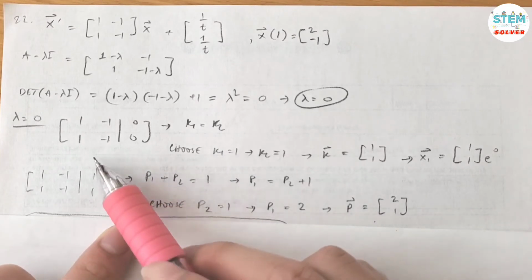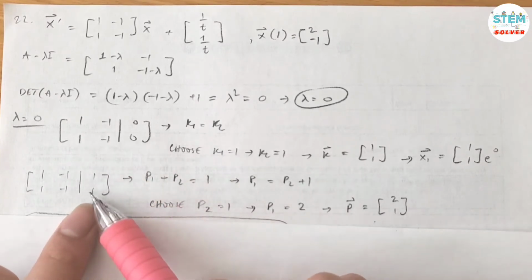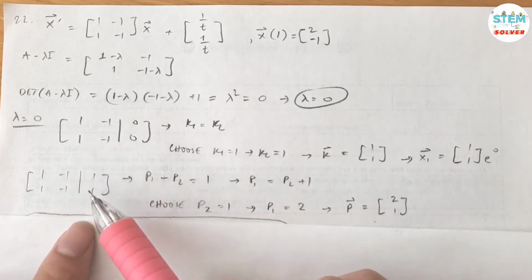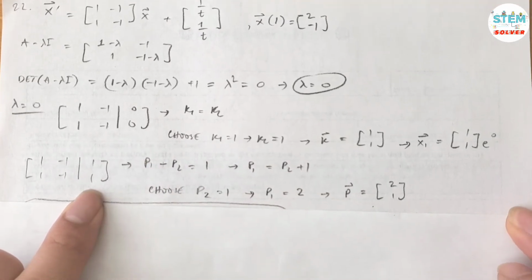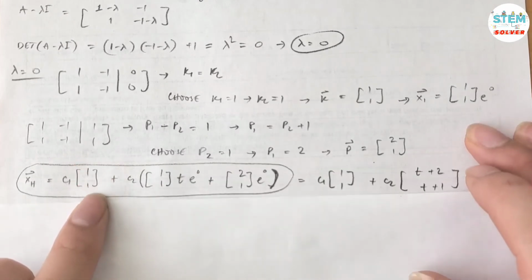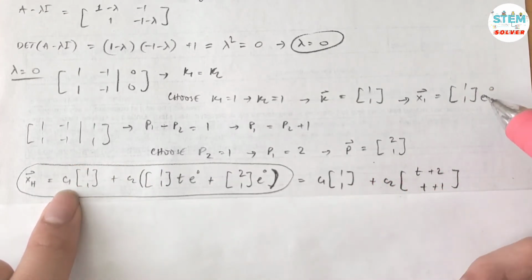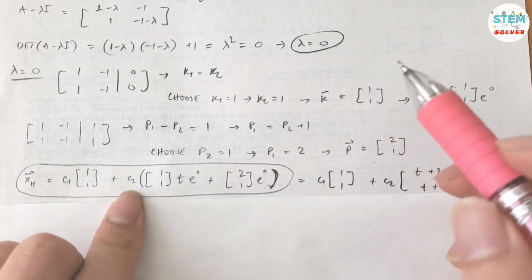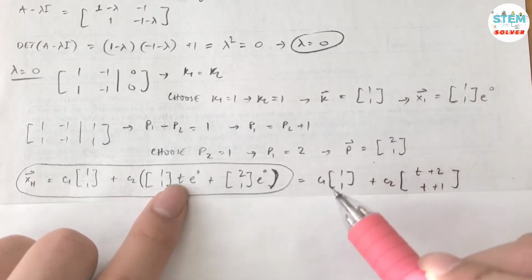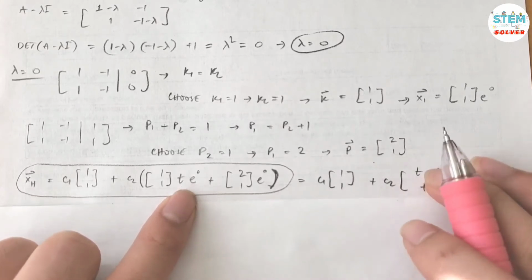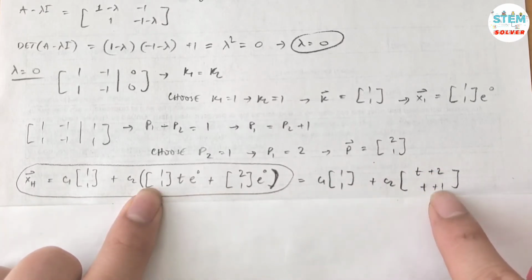Because the variable for this one and this one is different, that's why I use k1 k2 for this matrix, but I use p1 p2 for this matrix. All right, now it's time to write your homogeneous solution. It is equal to c1 times vector x1, which is this, plus c2 times vector k, which is this, times t e to the 0, plus vector p times e to the 0. Now simplify this one, it gives you this matrix.